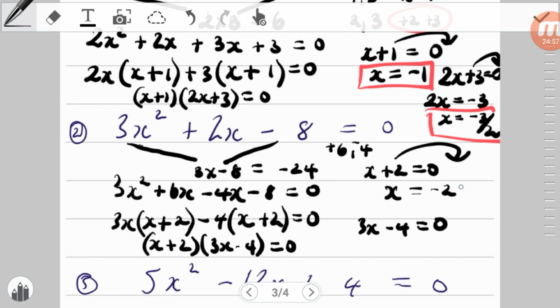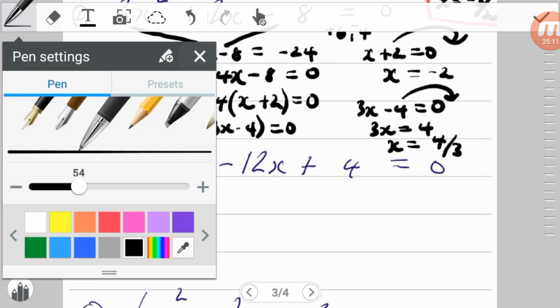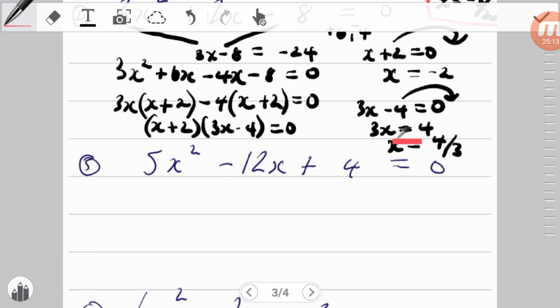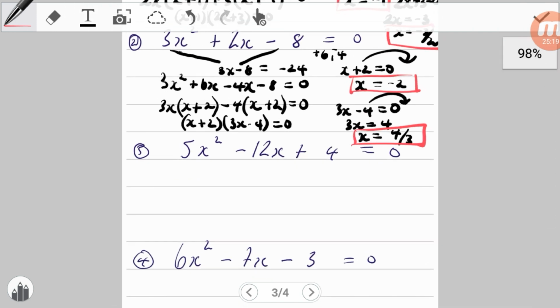This one's a little easy to solve because it's just a basic transposition. x is equal to minus 2. This one now we have to transpose the negative 4, so we end up with 3x being equal to positive 4. And if we divide both sides by 3, we end up with x being equal to 4 over 3. So that would have been the solution here for that particular equation. Okay, so hopefully you guys got a hang of that.